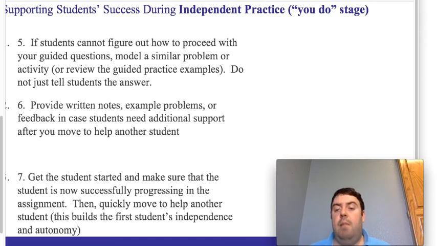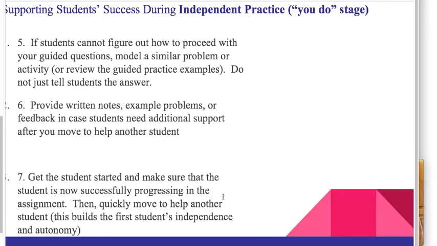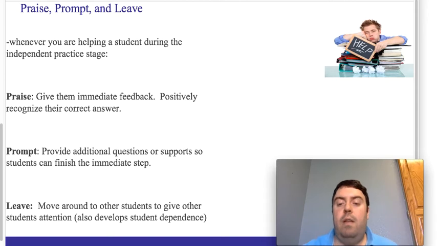So we're going to now talk about, in the next slide, a great, easy way to remember how to help students during independent practice. This strategy is called praise, prompt, and leave. And this is useful, especially when you're working with students during the independent practice stage, when they're working on their own, and you're walking around giving students feedback and support.